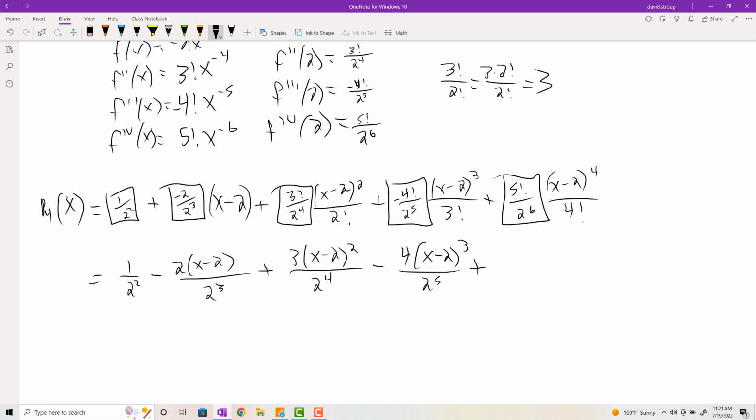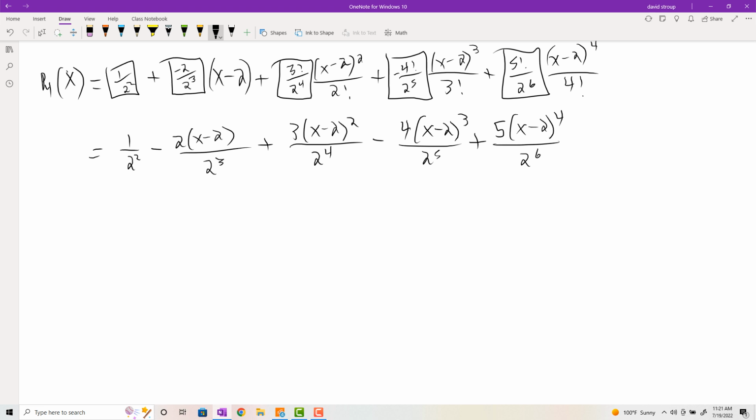And then 5 factorial over 4 factorial will just be 5, times x minus 2 to the 4th all over 2 to the 6th. Okay? But either answer is fine. You don't necessarily have to simplify if you don't want to. But later in 9.10, it seems like you pretty much have to have it in the simplified form for the summation notations. Okay. Anyways, let's move on to section 9.8.